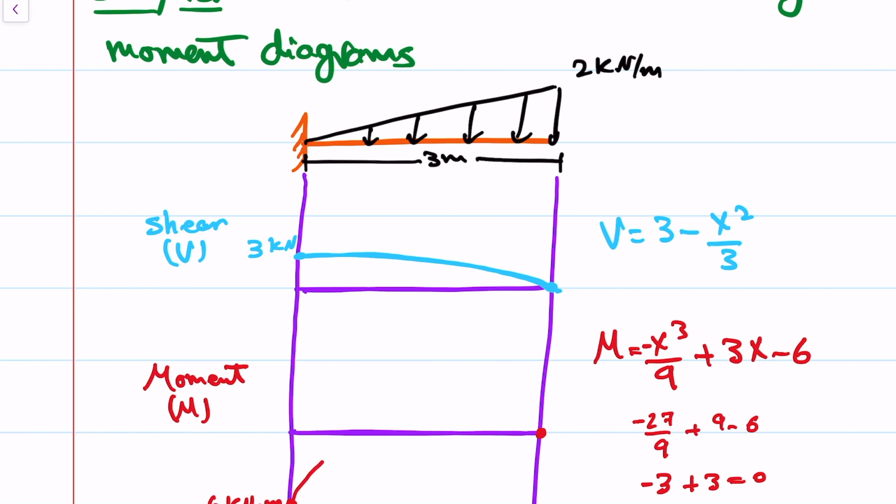and the shape will be x to the power 3, so it should look like this. Oops, sorry, it should look like this, faster than the x squared.